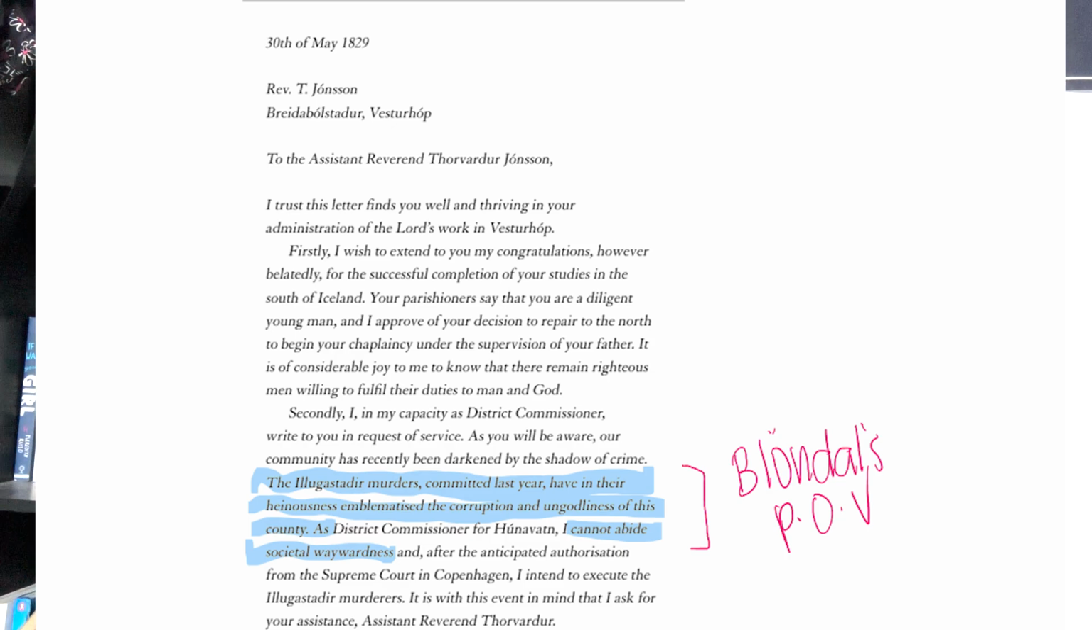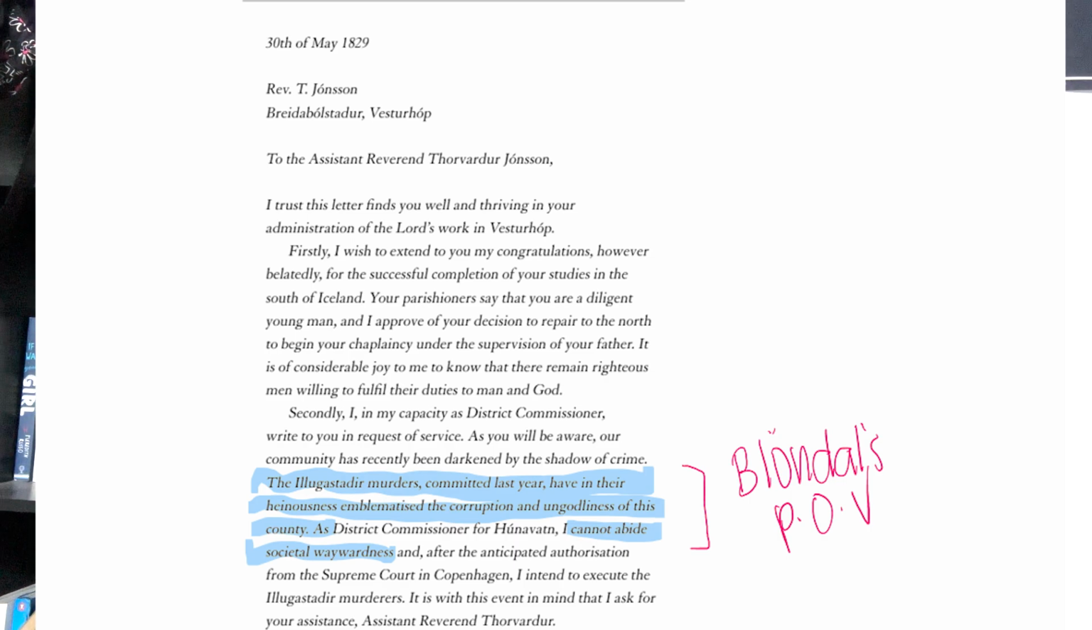What we have here is Bjondel's perspective of what happened. So again, this is the first perspective that we get. I think that's really interesting because the novel is all about Agnes's perspective. Well, not all about, but that's such a strong part of it, yet we get Bjondel's first.